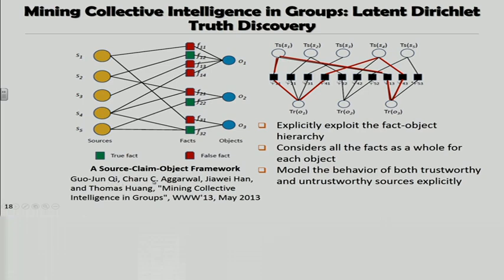But he worked with an IBM researcher and worked out another algorithm published in WWW 2013. Now he's a professor at University of Central Florida, or Florida International University, but whatever. He is a professor in Florida. And this is truth finding in a way. He explored the fact-object hierarchy. That means he clustered the objects in a different way.